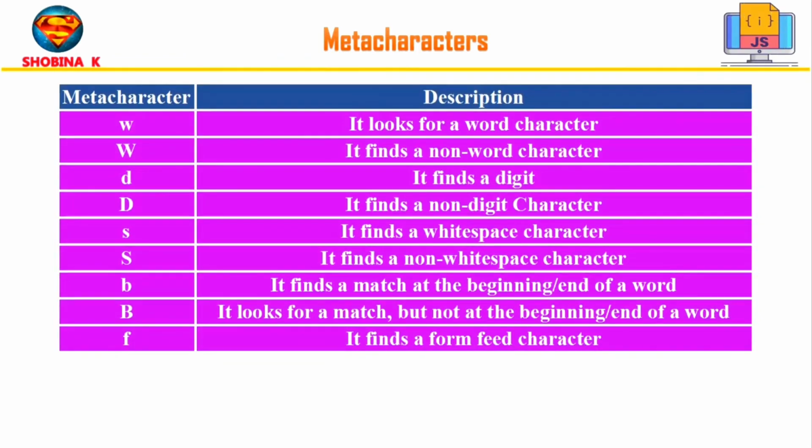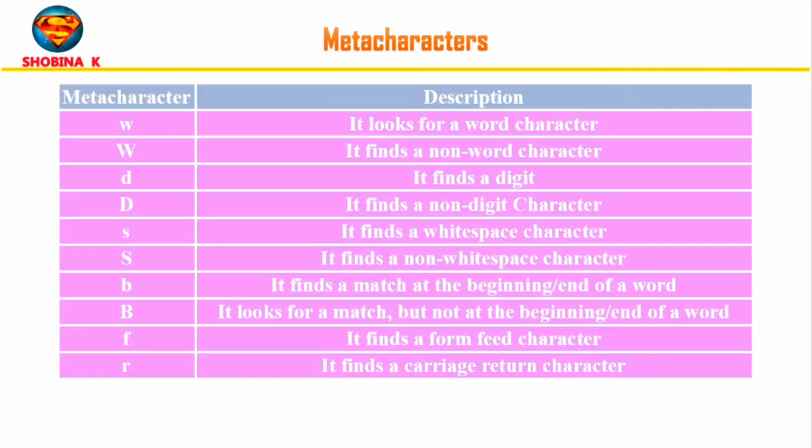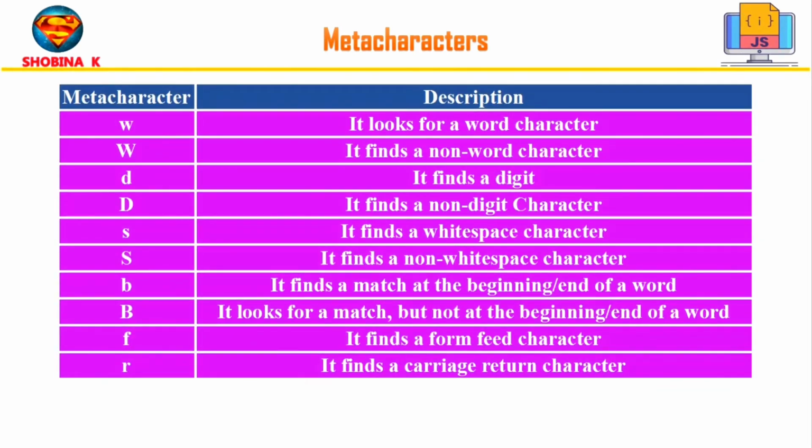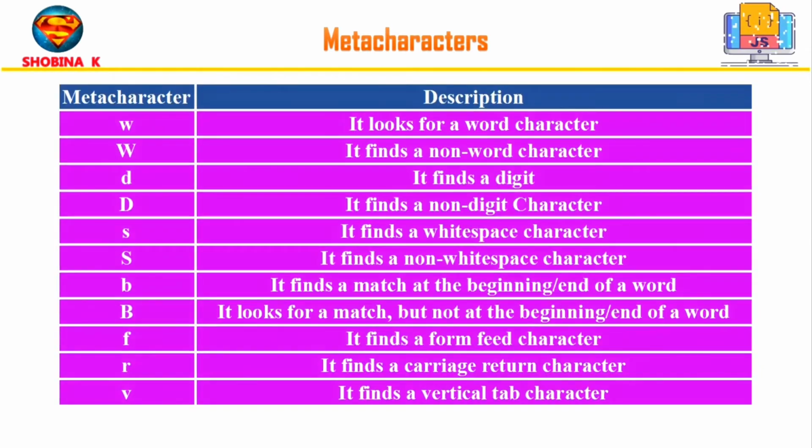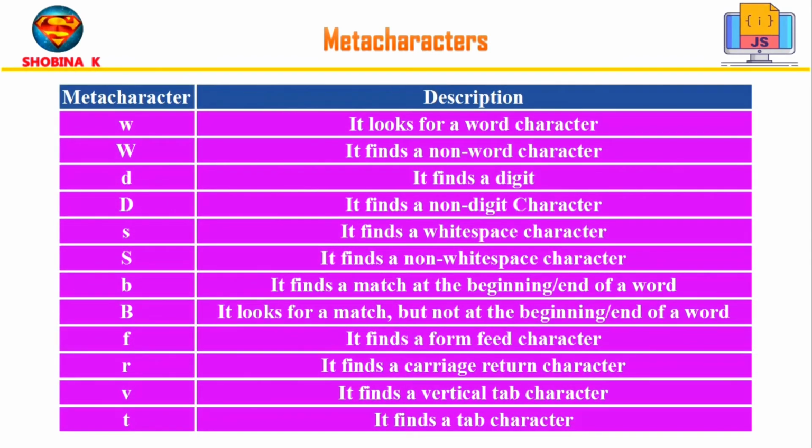Next we have the character \f. This will find the form feed character. And next we have \r, which basically finds a carriage return character. And \v finds a vertical tab character. And finally we have \t, which is used to find any tab character. Now let's see some examples of meta characters.